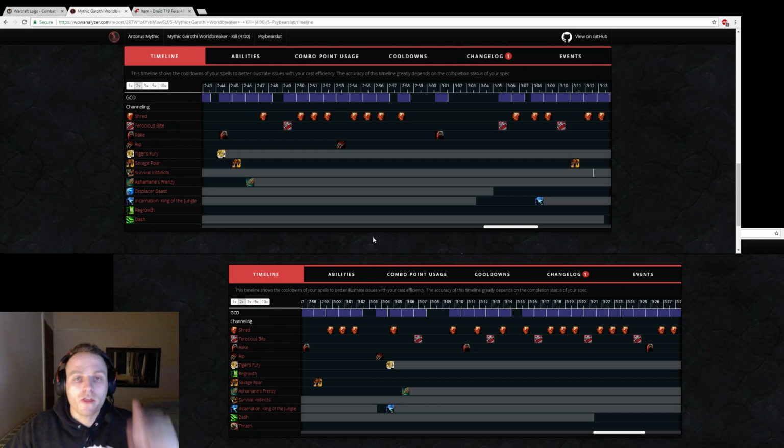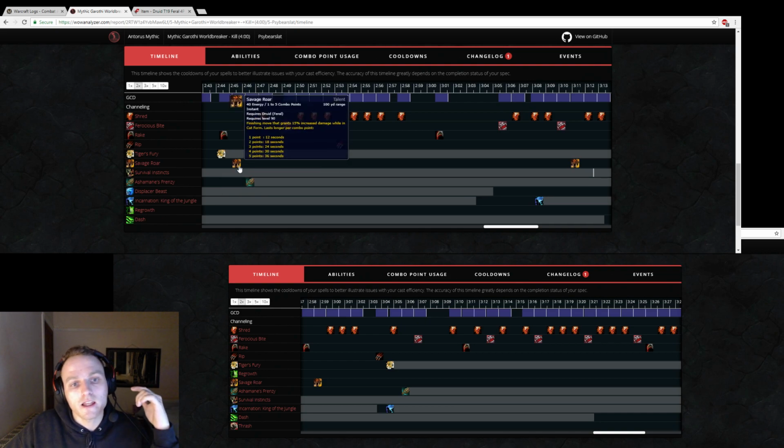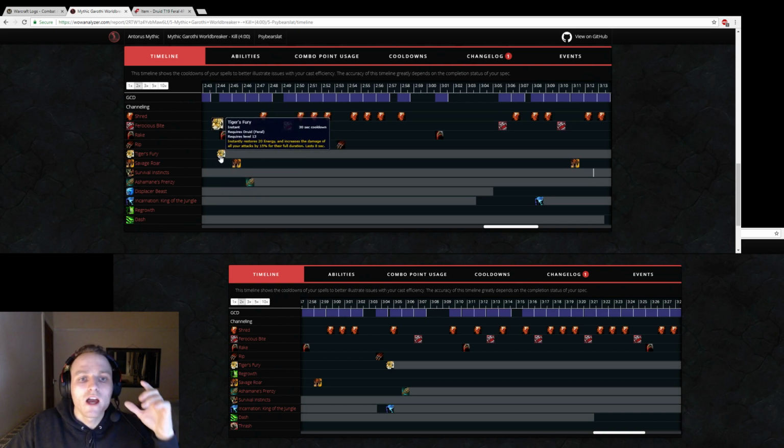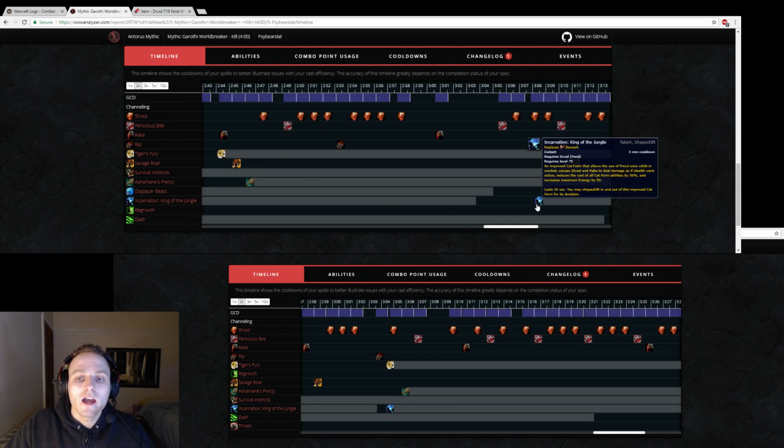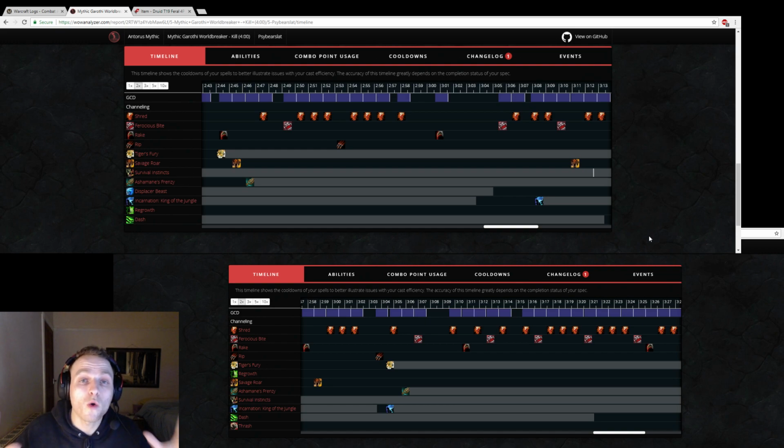So you're getting the 30% from Ashamane's increase, you're getting the 15% from Savage Roar. I think Tiger's Fury is getting 15% damage there, and then your Incarnate, obviously you're going to be hitting way more abilities. So that's where all your damage gets crammed in midway through the fight, or like, the last kind of 3/4 of the fight.